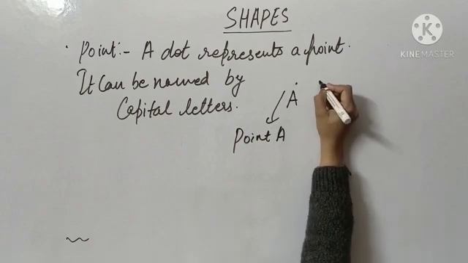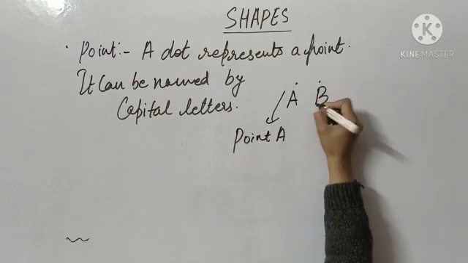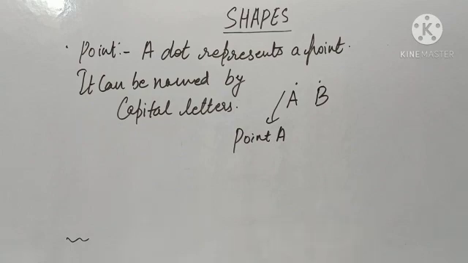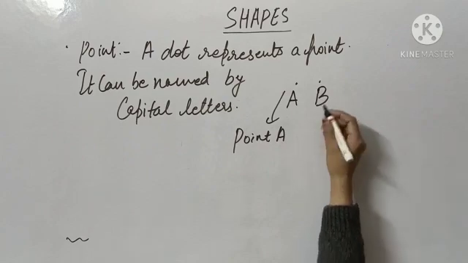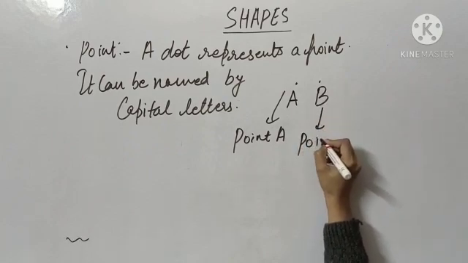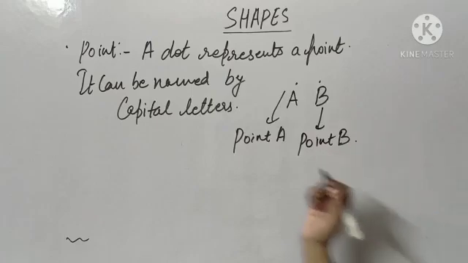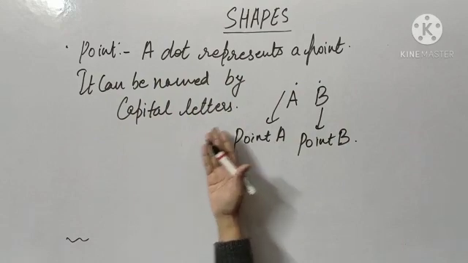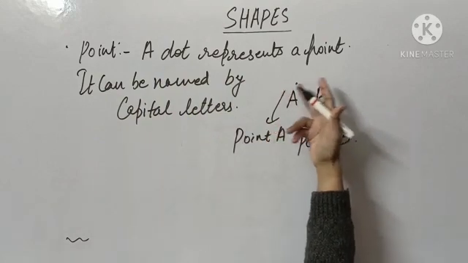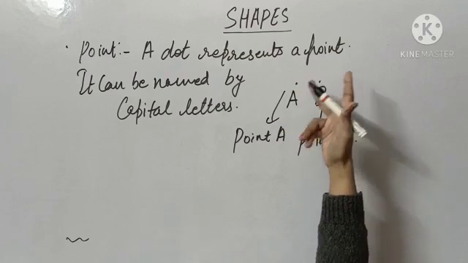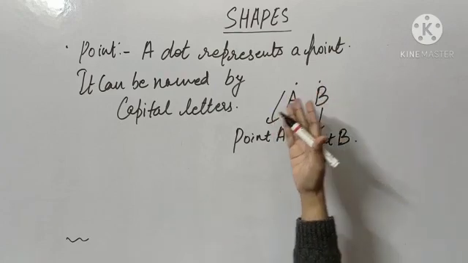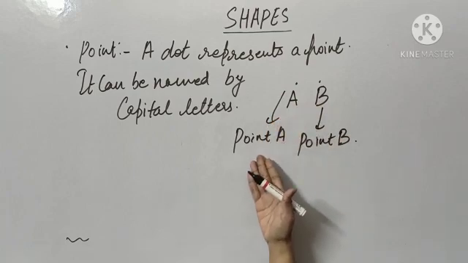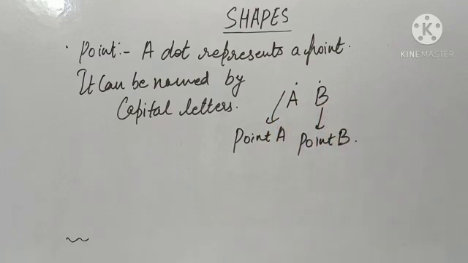Okay, one more dot here I am marking and I can give name to it, that is capital B. You can give any name, P, Q, R, S, any name you can give. So in this way, this is my point B. So what is a point? A dot represents a point. It can be named by capital letters. Here I have marked two dots and these are my points, named capital A and capital B. Fine. Point has no length and no breadth.